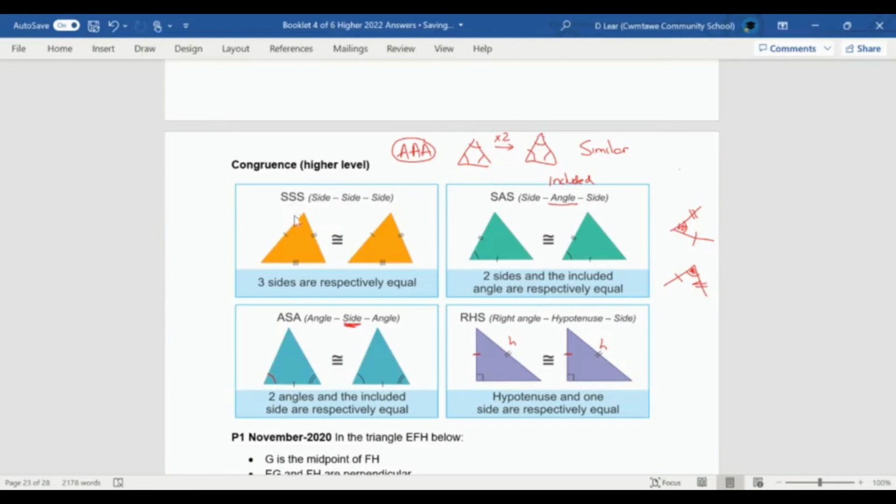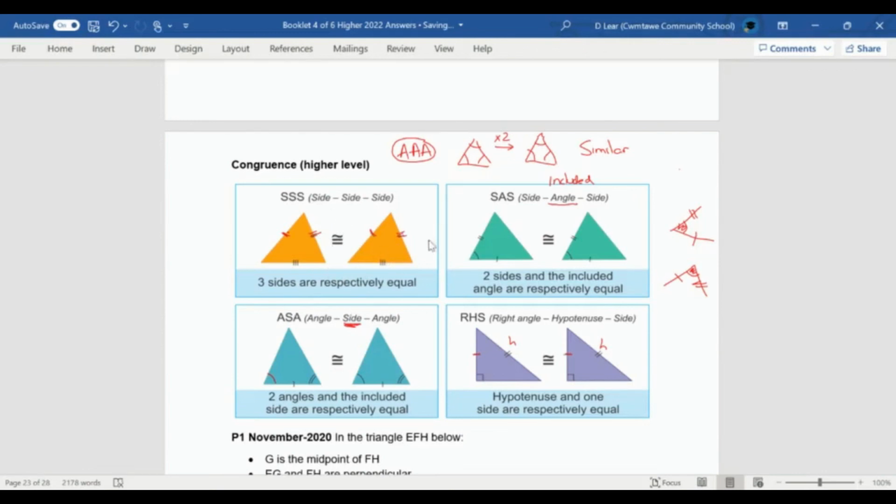One of those ways, let's start with this box here, 3 sides are respectively equal. What that means is we have 3 sides equal in the same order on the shape. So 1, 2, 3, 1, 2, 3, and they're all the same size. That one is the same size as that one. The one next to it is the same size as the one next to it here. And then the third is also equal to the third one over here. So we can look out for that as we go through here.